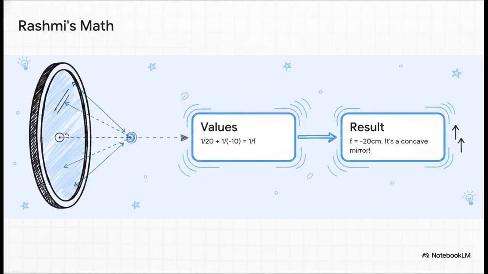Let's run that mirror formula. We've got 1 over 20 plus 1 over negative 10 equals 1 over f. Doing a bit of fraction magic, that gives us 1 over 20 minus 2 over 20, which leaves us with negative 1 over 20. Flip that around and boom, we get a focal length of negative 20 centimeters. Since that focal length is negative, the focus is to the left of the mirror. And that right there is the definitive, absolute signature of a concave mirror. Mystery Part 1 officially solved.